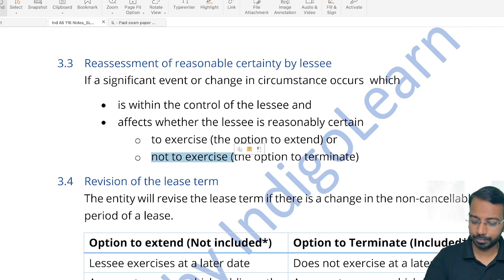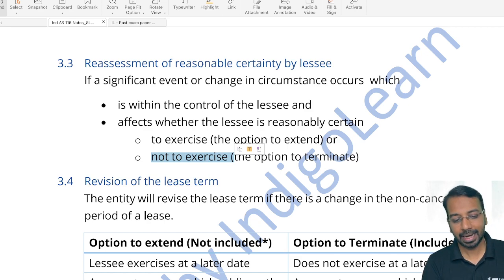Say, for example, I have taken a property on rent, and the business has grown, because of which I have more and more employees. Now the place is not sufficient. Earlier I thought I will extend the term, but now I am thinking I will not extend the term. In that case, I will reassess the reasonable certainty, and the subsequent accounting for this we'll understand when we understand the reassessment aspects.